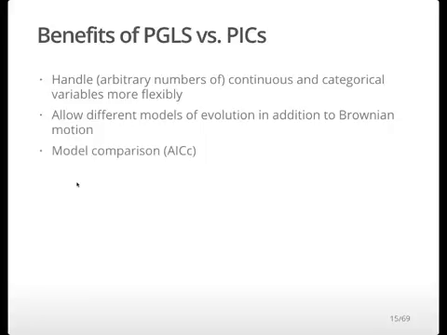All right, so why would we do PGLS instead of just independent contrasts? So there are a few really big improvements here.